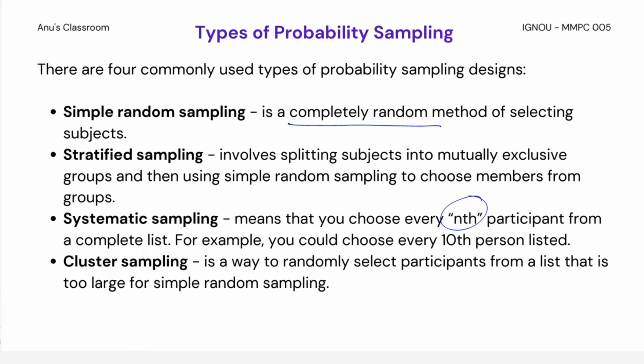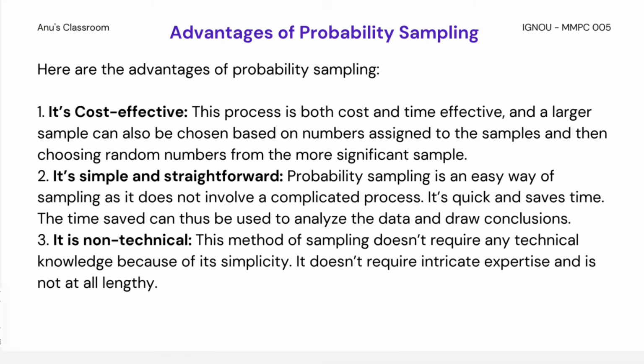Then we have cluster sampling. That is randomly selecting participants from a list that is very large for simple random sampling, okay. So suppose we have a much larger sample population and from there we have to gather data, we go for cluster sampling.